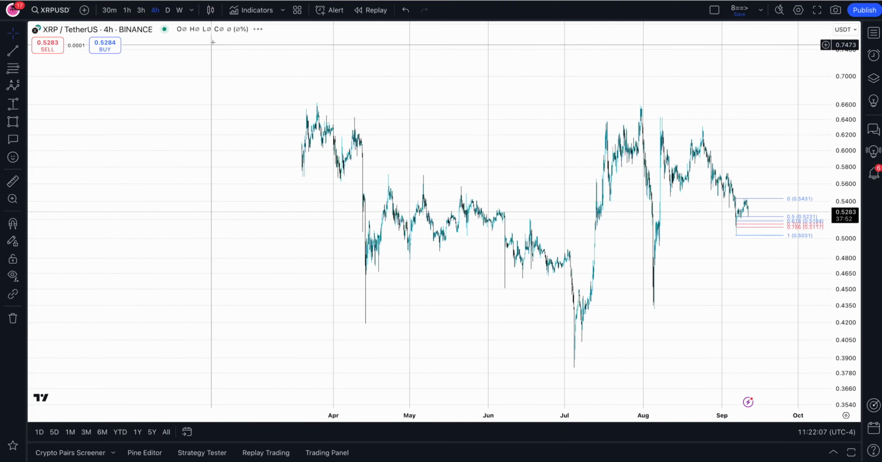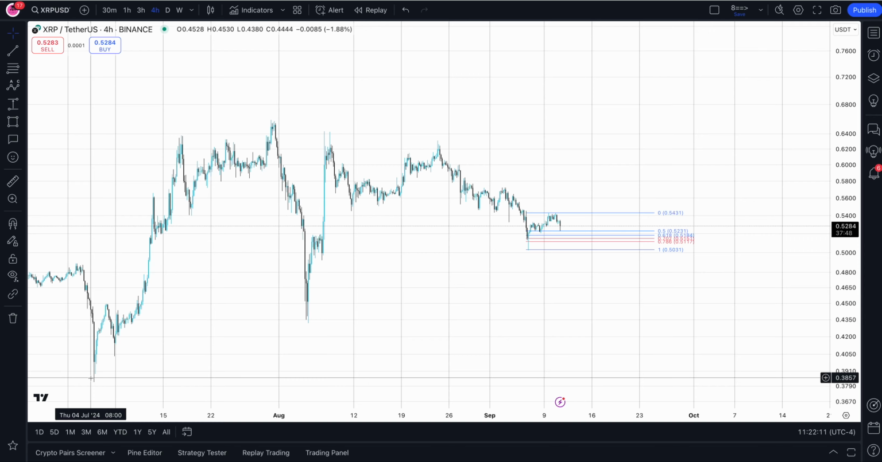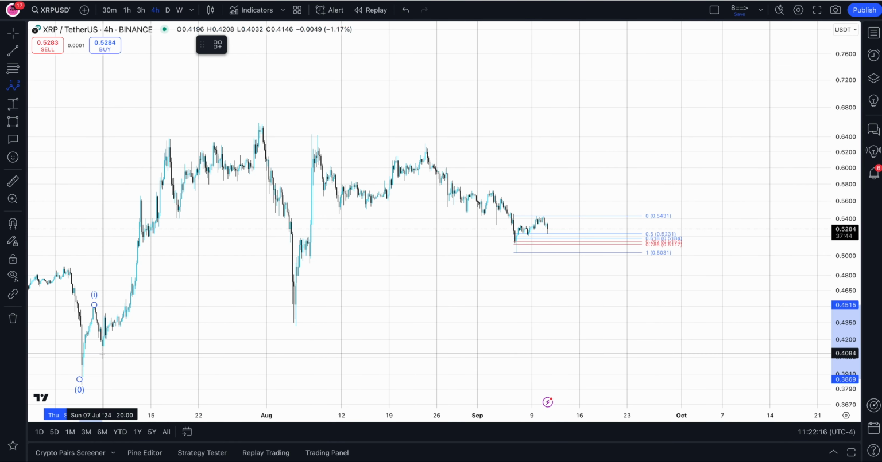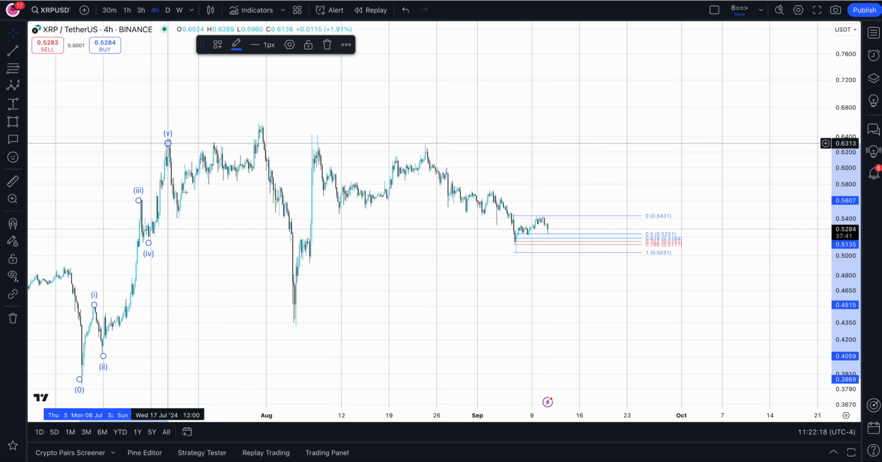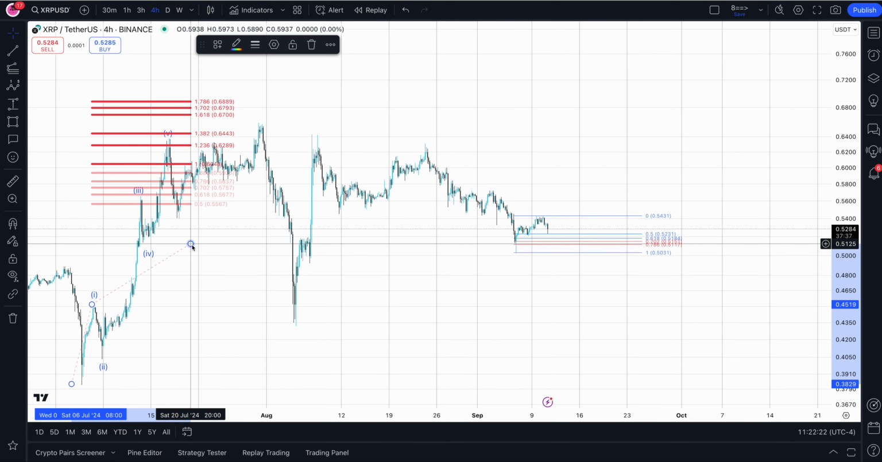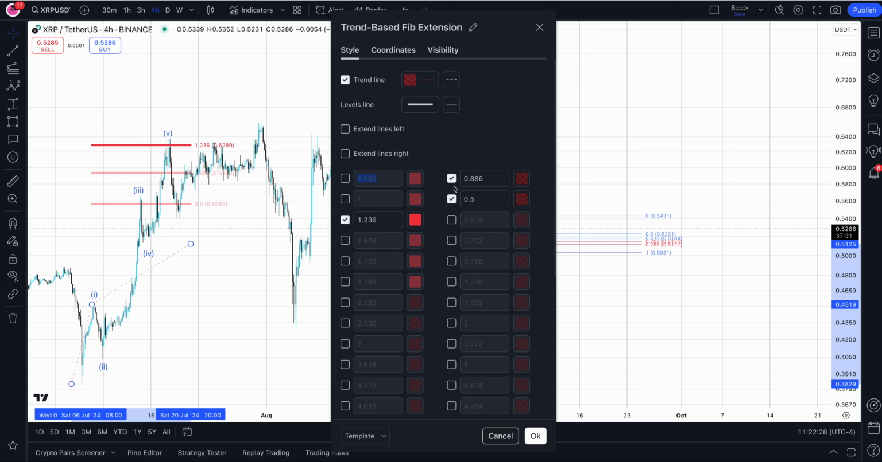For another update, let's take a look at XRP over here on the 4-hour time frame going back to July 5th. And what we have over here is a 5-wave move to the upside with the 5th wave coming up towards the 1.236 extension. You see how we perfectly tapped the 1.236 and then we came down for an ABC correction.